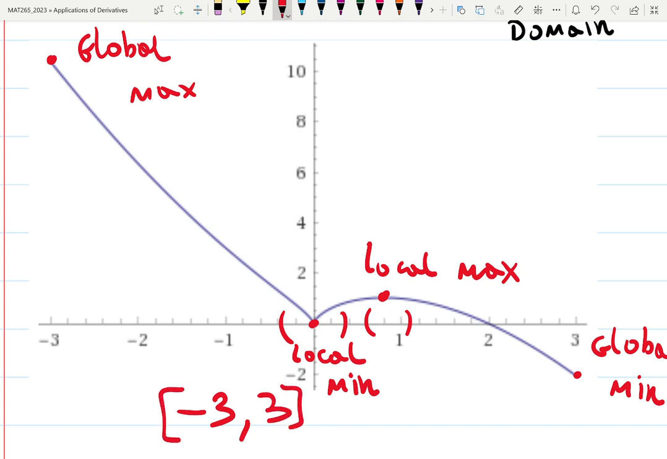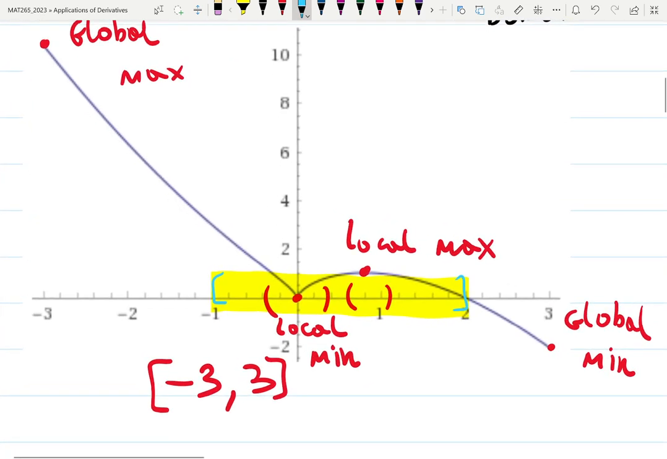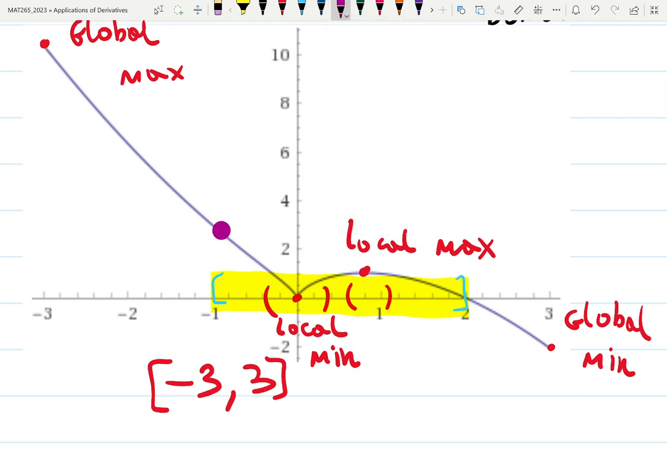I'm looking at the whole interval on the picture, minus 3 and 3. But that's not what they're asking me. They're asking me to shrink the domain to minus 1 and 2. So I'm going to take a highlighter and highlight from minus 1 to 2. This is where we're looking. So I'm going to put brackets. And I need to only look at this. Actually, I will not do it in blue. I need to only look at, let me make it fat and show you, from this point, oh, that's too fat. From this point to here. Does that make sense?